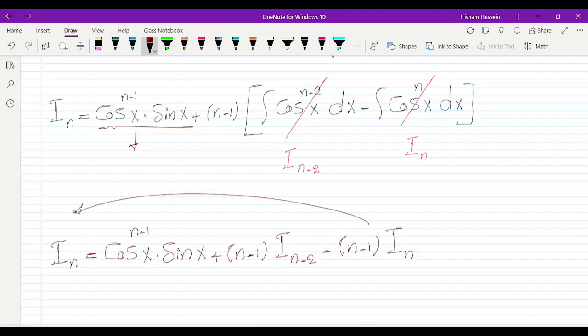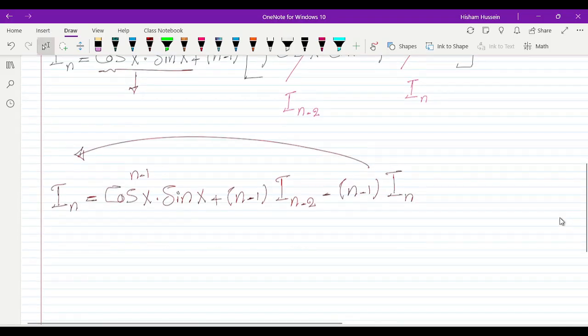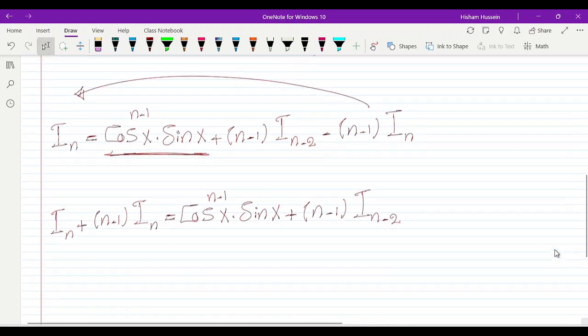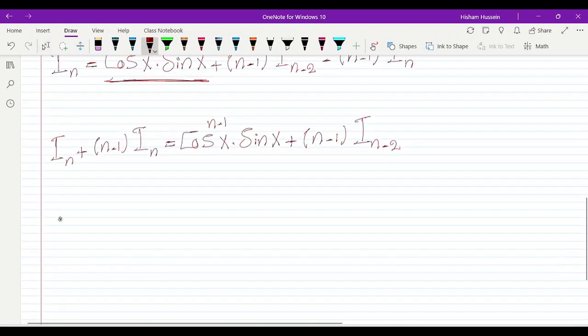Switch this I n to the left hand side, so we get I n plus n minus 1 I n. This equals the term cosine to the power n minus 1 times sine, keep it as it is again, plus n minus 1 I n minus 2. So at the end, we need to solve for I n. So factor this I n. Here we have 1 plus n minus 1 equals n.